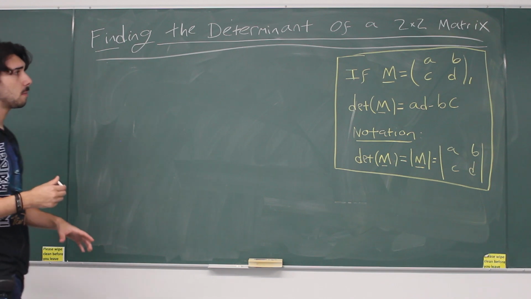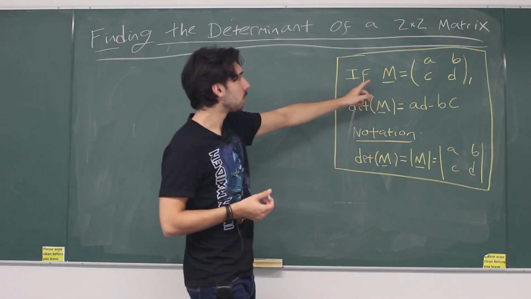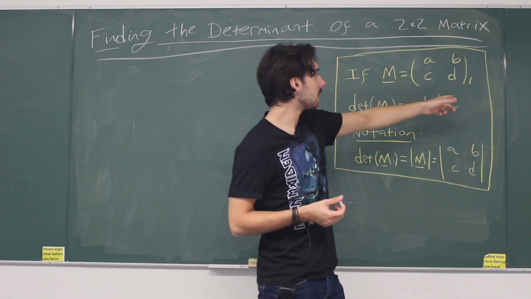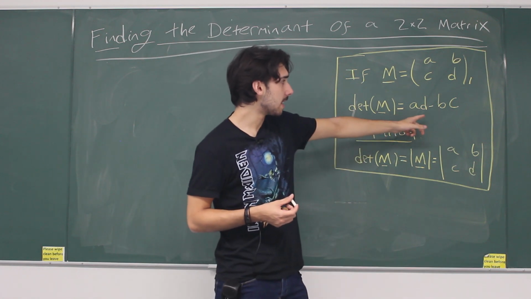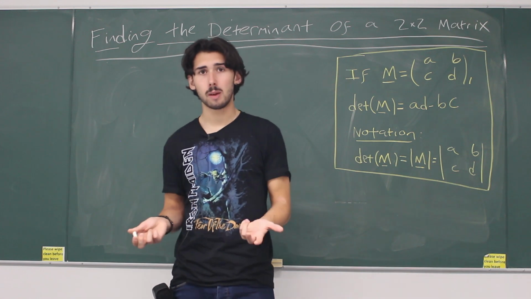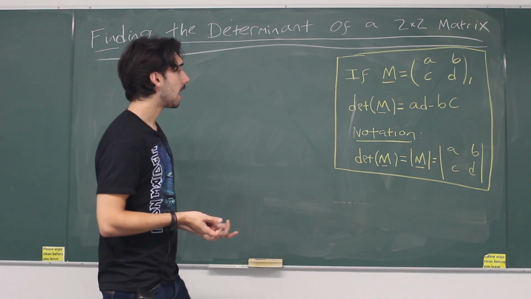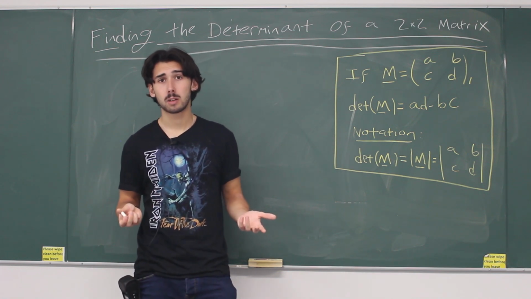So if you have a 2 by 2 matrix, we call it M, let's say, that has elements A, B, C, D, the determinant of the matrix is just A multiplied by D minus B multiplied by C. A times D minus B times C. It's that simple. And notation-wise, there's about 3 different ways that the determinant can sometimes be written.